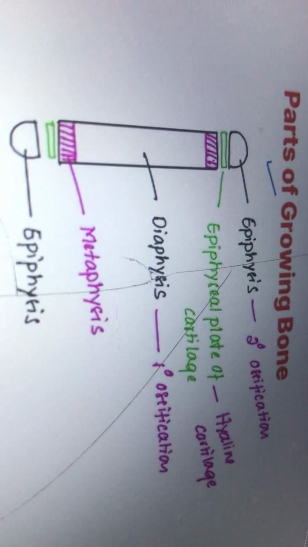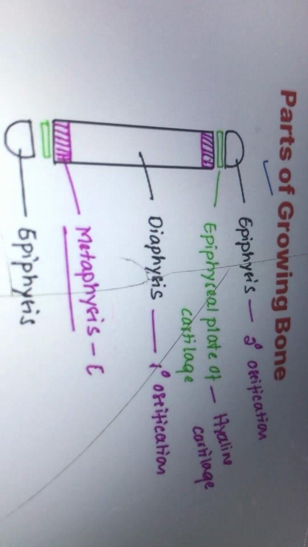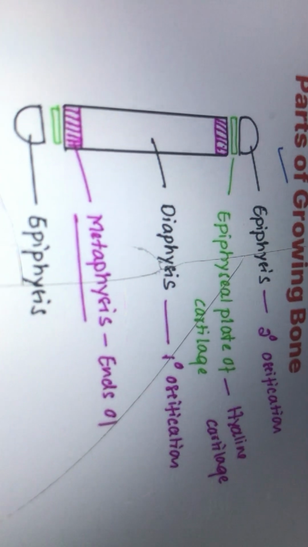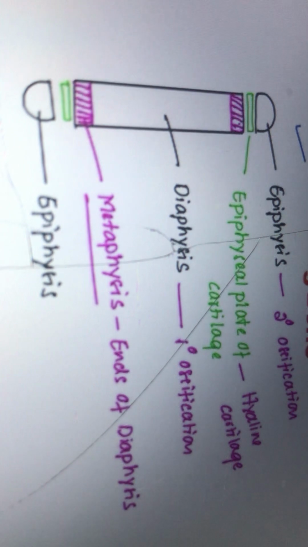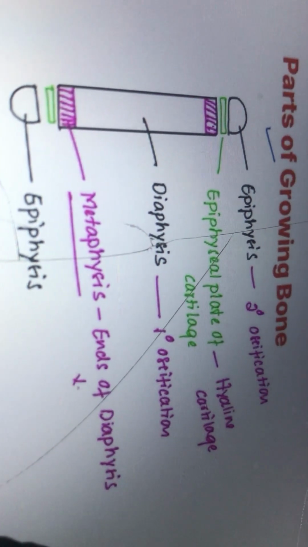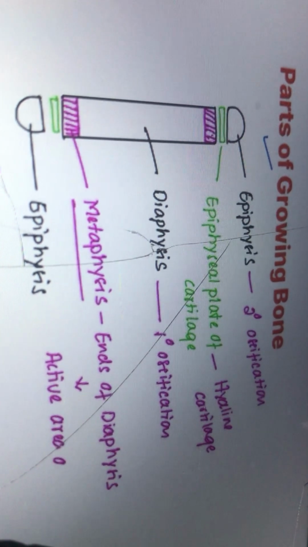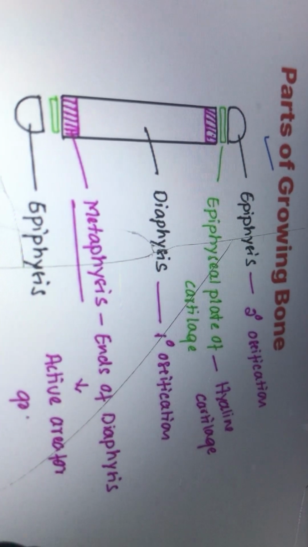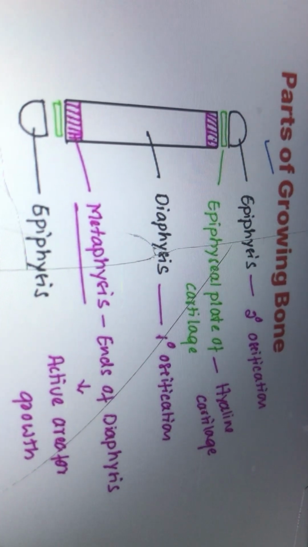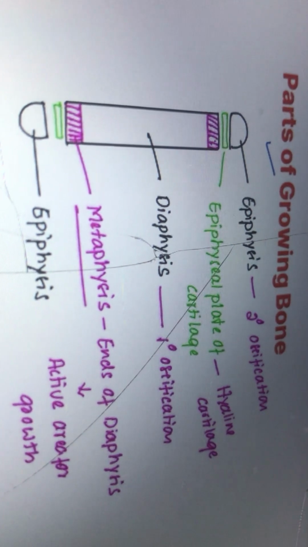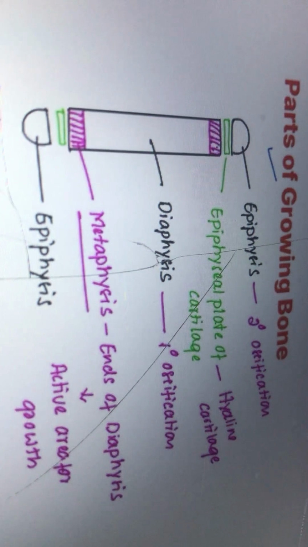Then what exactly is metaphysis? Remember, metaphysis is the end or ends of diaphysis, right? It is the end or the two ends of the diaphysis and remember, this is the active area for growth of the bone. So actual growth occurs at the metaphysis and metaphysis is the most vascular area of a bone. This is regarding parts of a growing long bone.